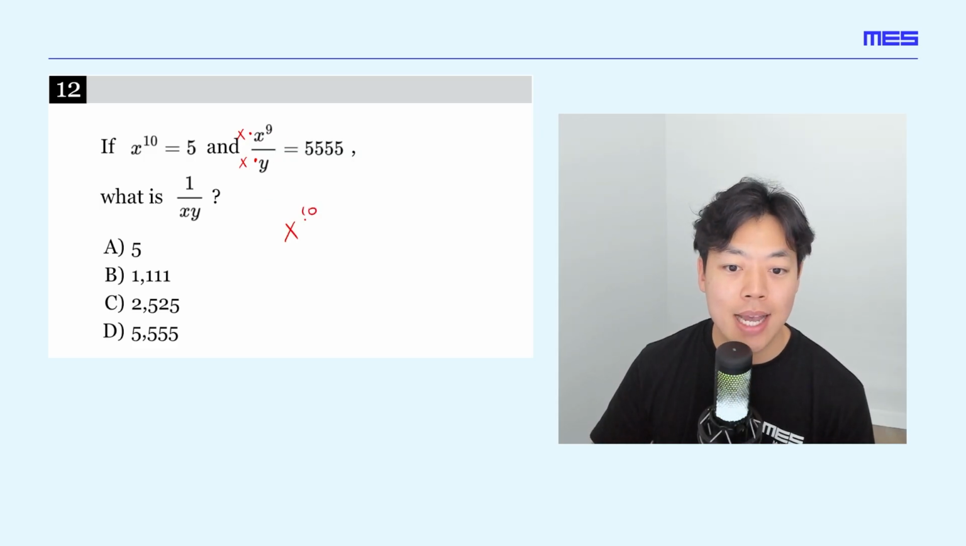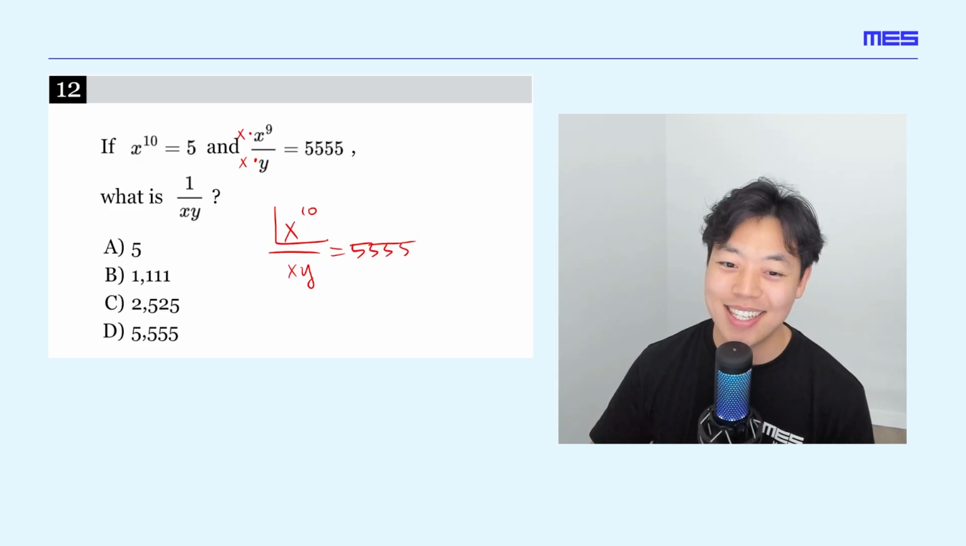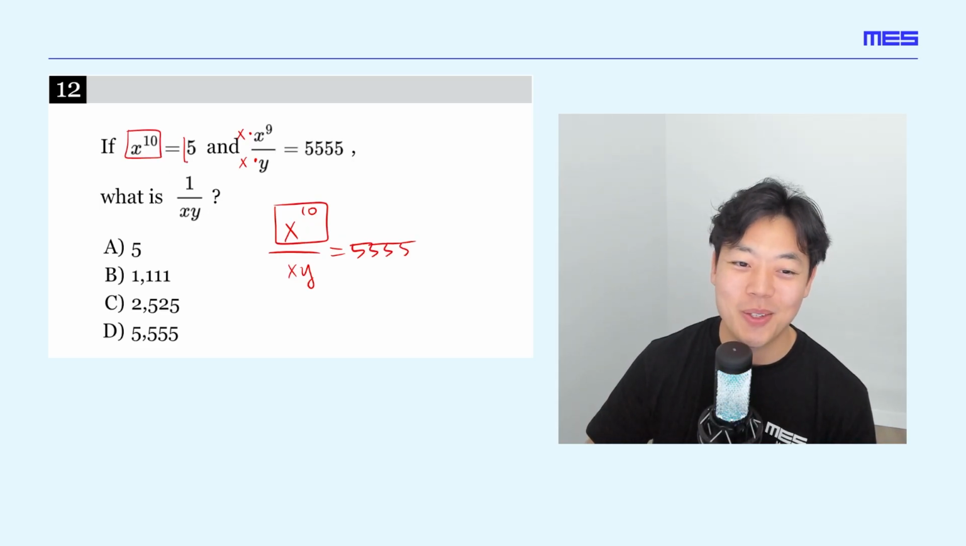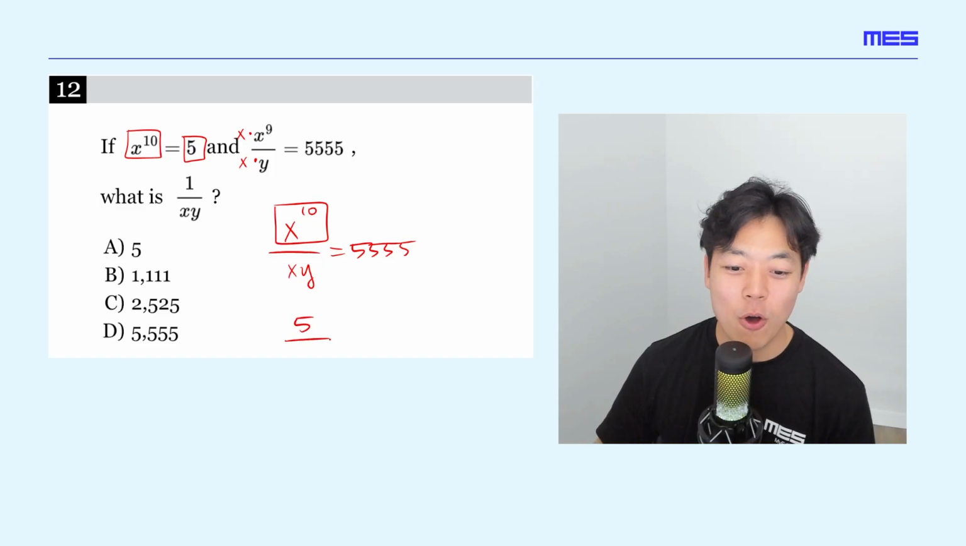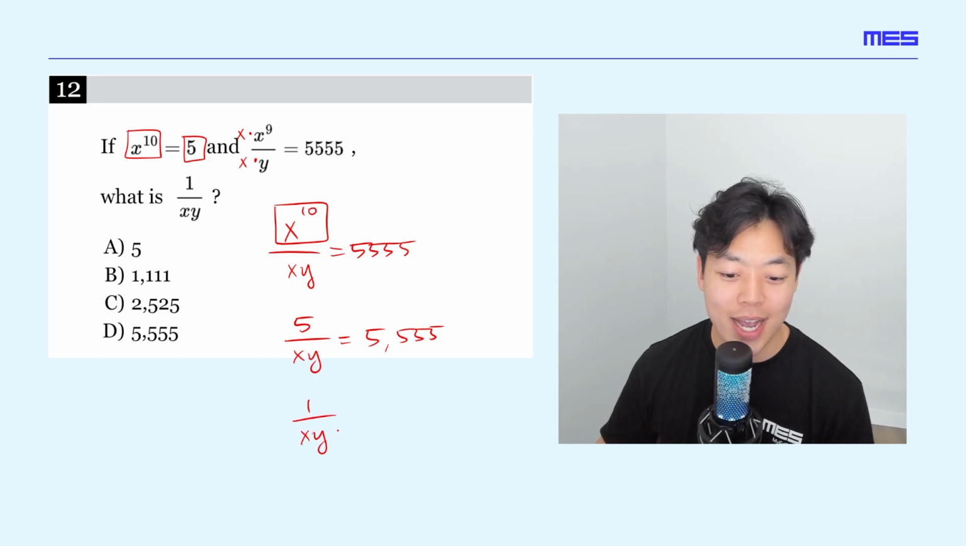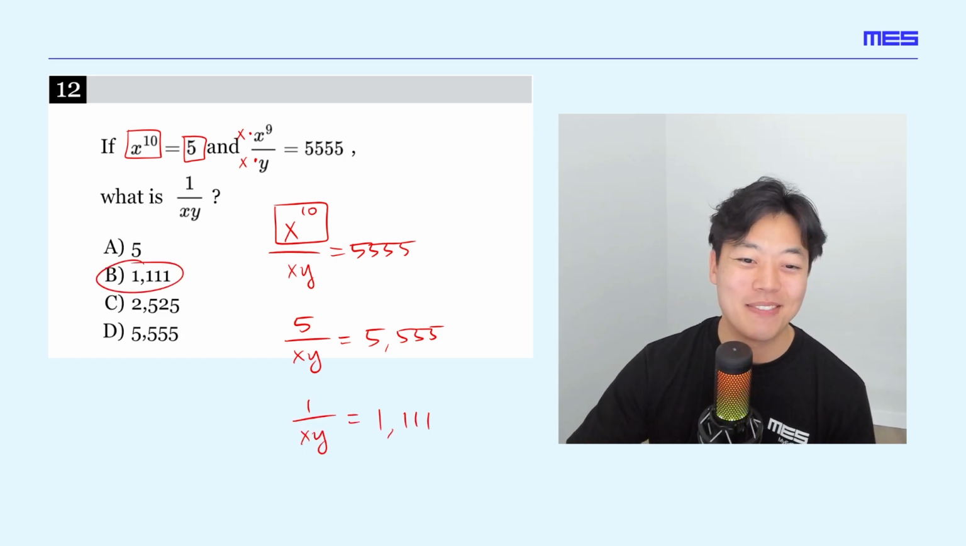So now x to the 10th over xy is equal to 5,555. Well, we know what x to the 10th is. That is equal to 5. So if we have 5 over xy is equal to 5,555, I can divide both sides by 5 to get 1 over xy itself. I'll get 1,111. Boom.